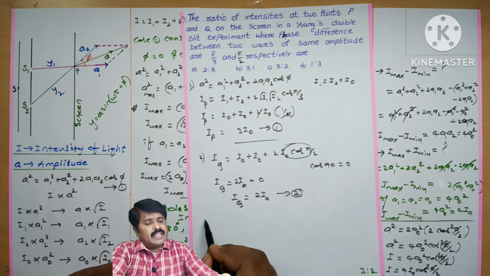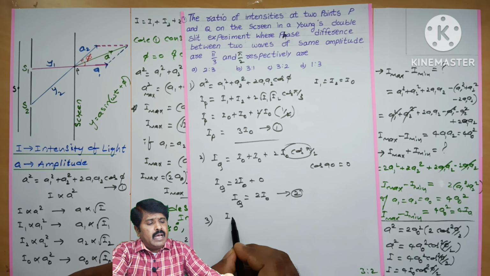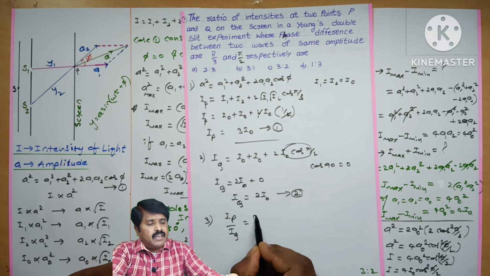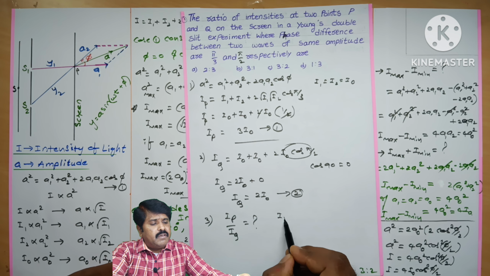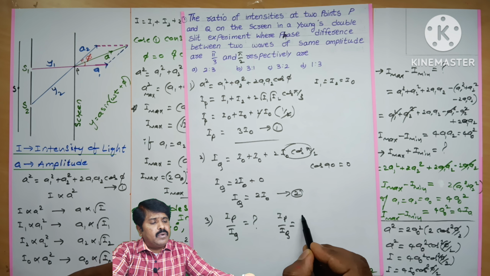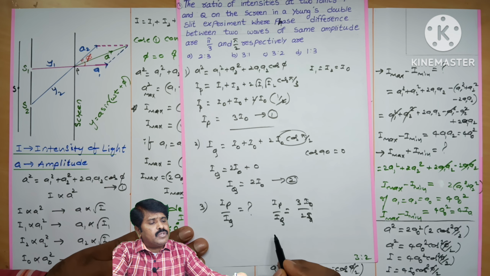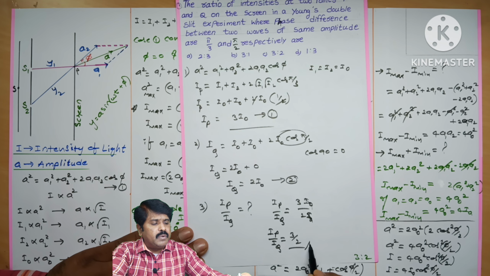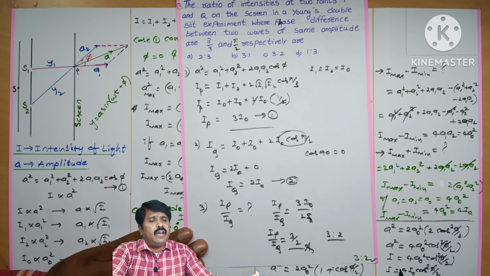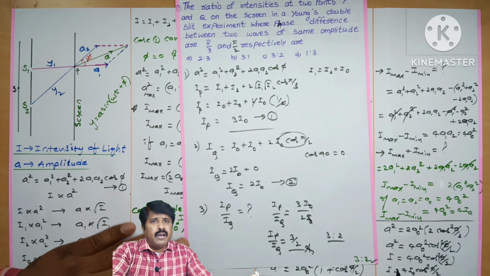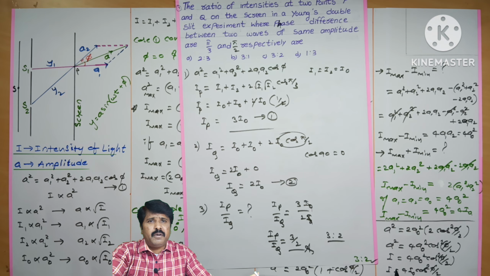So the question is asking, that is the third step, writing, student, IP by IQ is asked in the question, so IP divided by IQ, which is equal to 3 I naught divided by 2 I naught. I naught gets cancelled, so I got the answer IP by IQ which is equal to 3 divided by 2, that is 3:2, already given there as the correct option. Okay student, based on this method and related to that we are discussing different problems. Okay, and next going to the second problem.